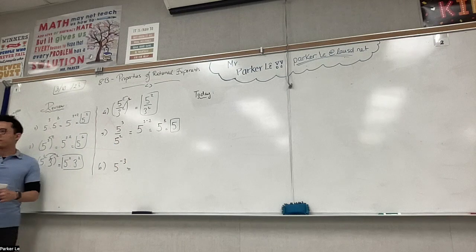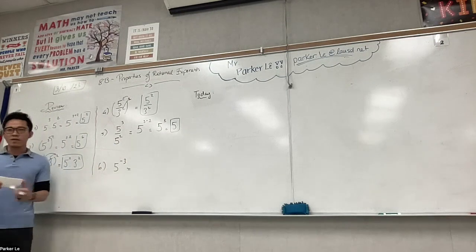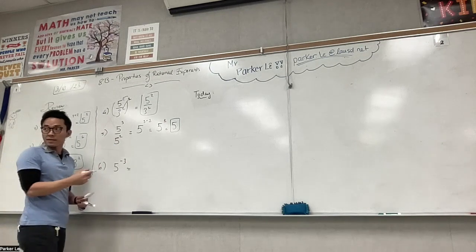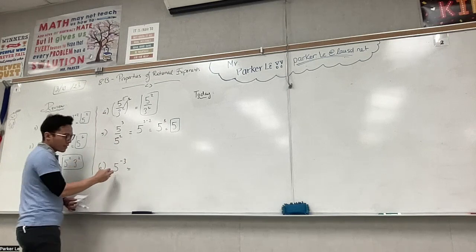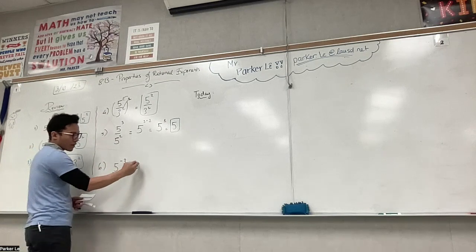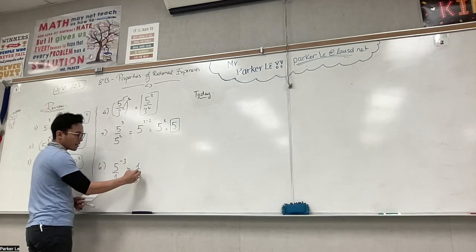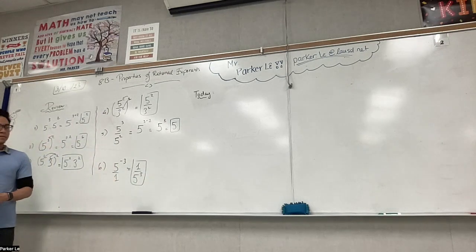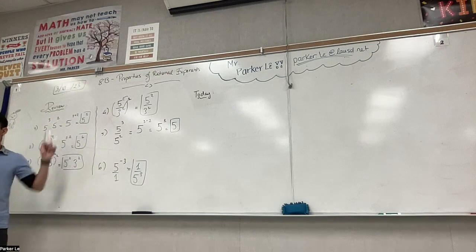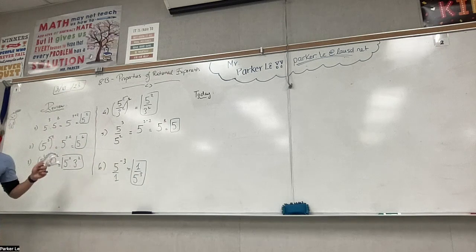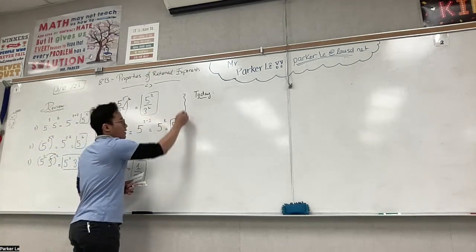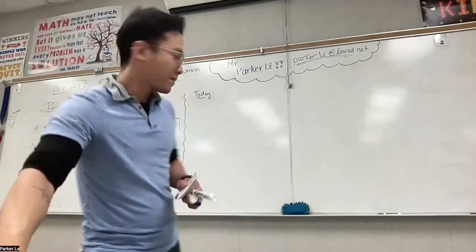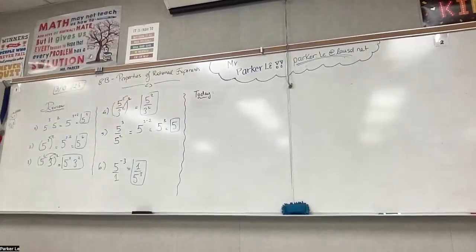Samantha, last one. When you see the negative power, what are you gonna do to make it positive? Flip it. So 5 is 5 over 1, and you flip to 1 over 5 cubed. Okay. Does it ring any bell? You still remember this, right? Then you should review it. You should review unit 6.